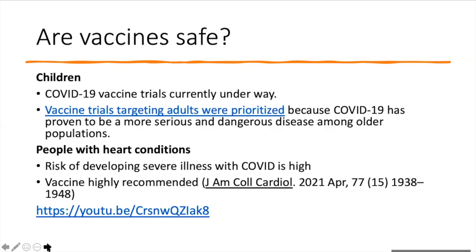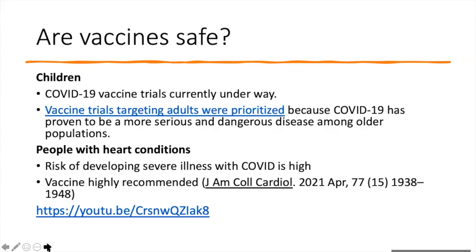The reason for that is because all the vaccine trials that were done, as in all the people who did receive the vaccines, were adults. And the reason that adults were prioritized in the trials is because we know that COVID has been affecting adults a lot more than children. So all the trials were focused on adults and seeing how adults would do with the vaccine.